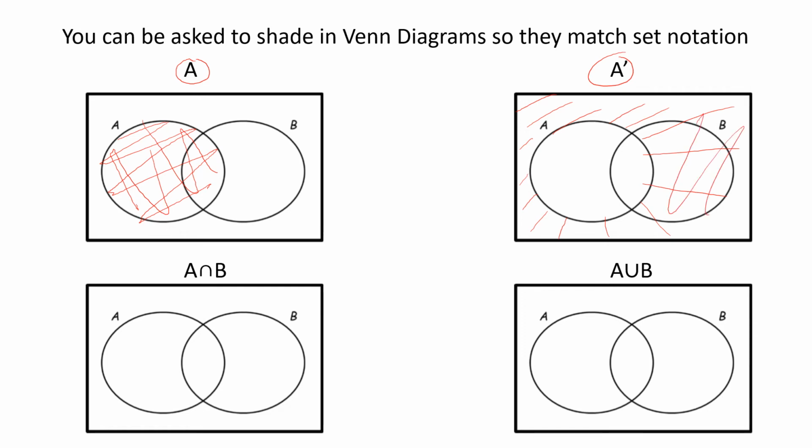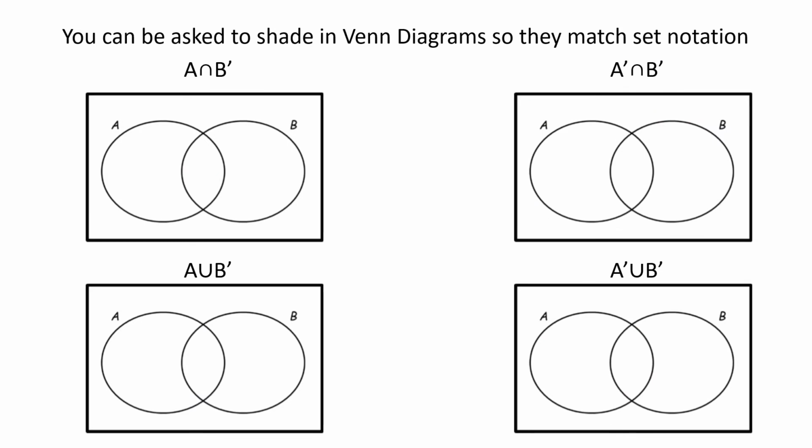Okay, what about A intersect B? So that's something that's in both of them, and the only part of the graph that's in both of those circles is this middle here. And finally, A union B, that's everything that's in A combined with everything that's in B. So we'll shade in all of the A circle and all of the B circle. These four that I've just shaded in are the four basic Venn diagrams. So if you learn nothing else from this, make sure you know this page.